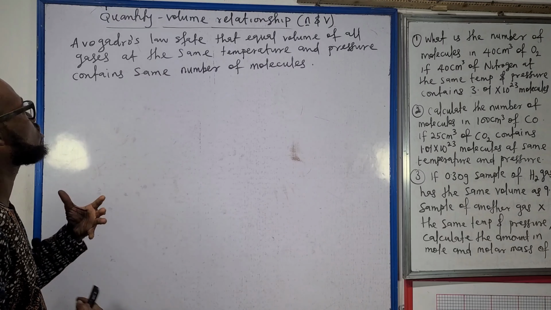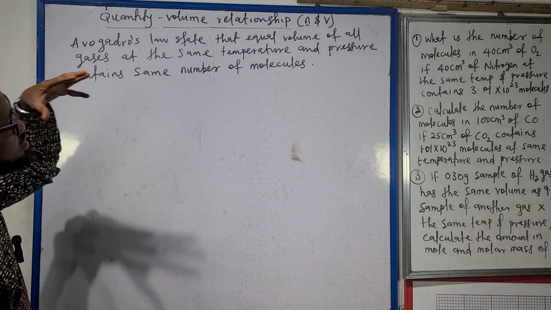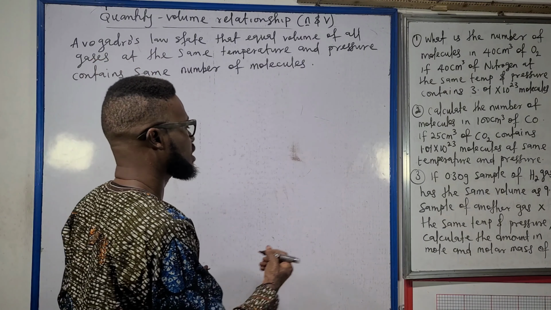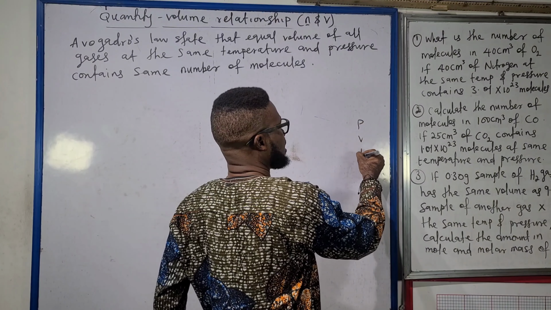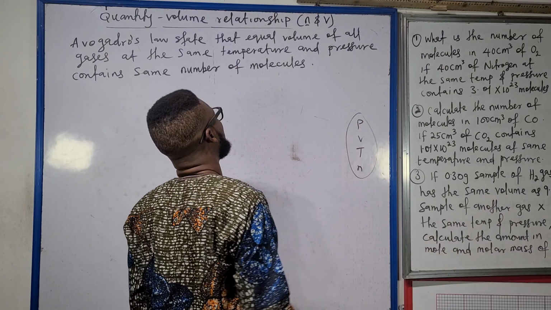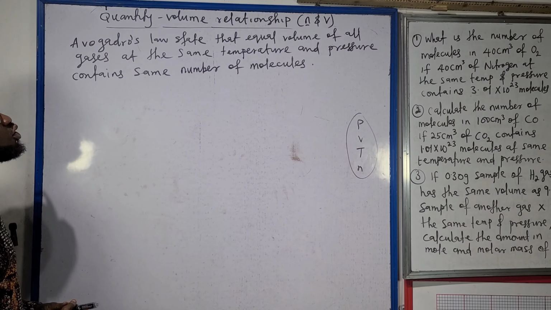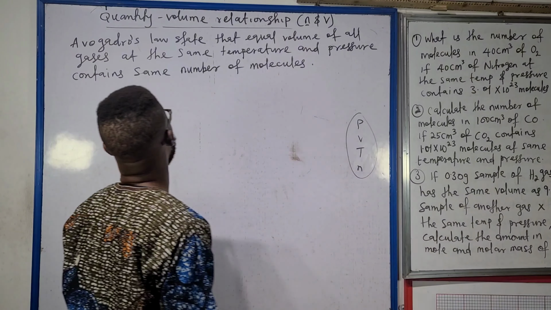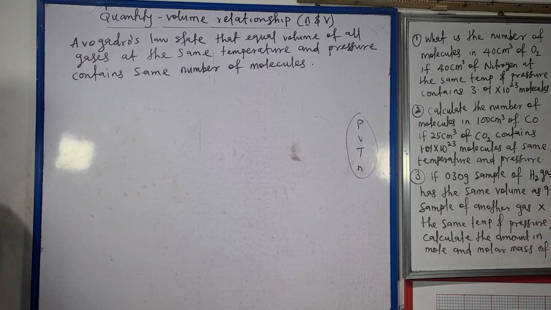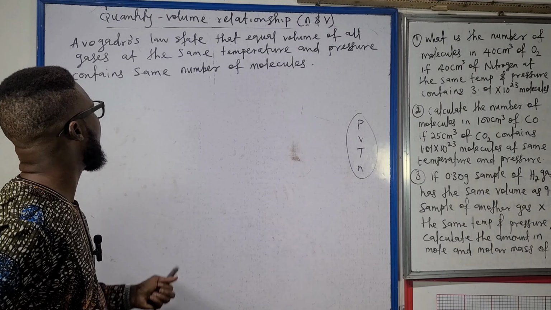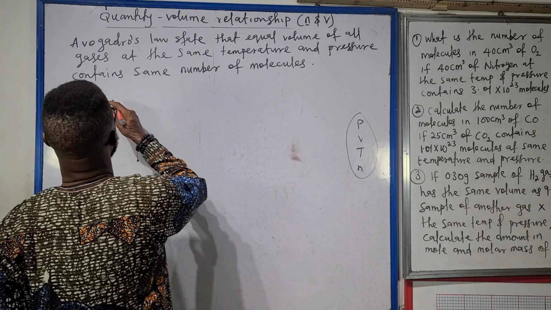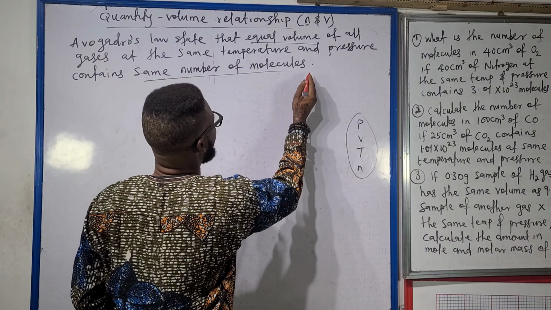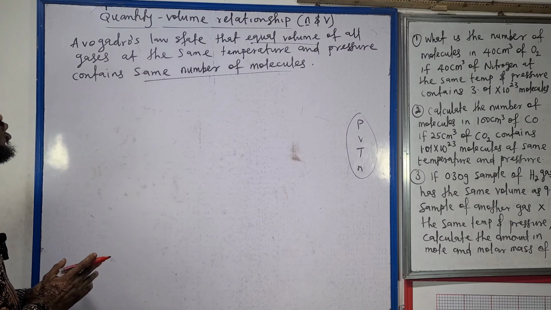Now, moving on, let's quickly look at the quantity-volume relationship. When we say quantity-volume relationship, we're looking at Avogadro's law. Recall that these are the 4 parameters we are using in describing the behavior of gases. Avogadro's law expresses the relationship between the number of moles of gas and the volume of the gas. According to Avogadro's law, equal volumes of all gases at the same temperature and pressure contain the same number of molecules. That is what Avogadro is saying.